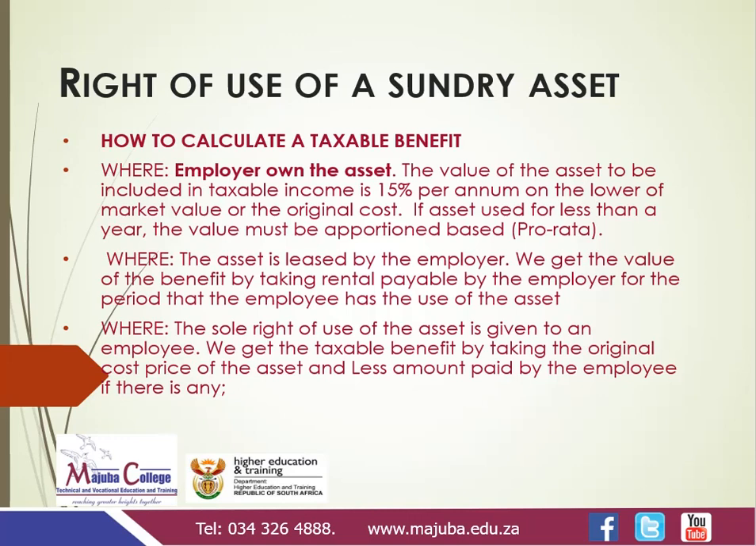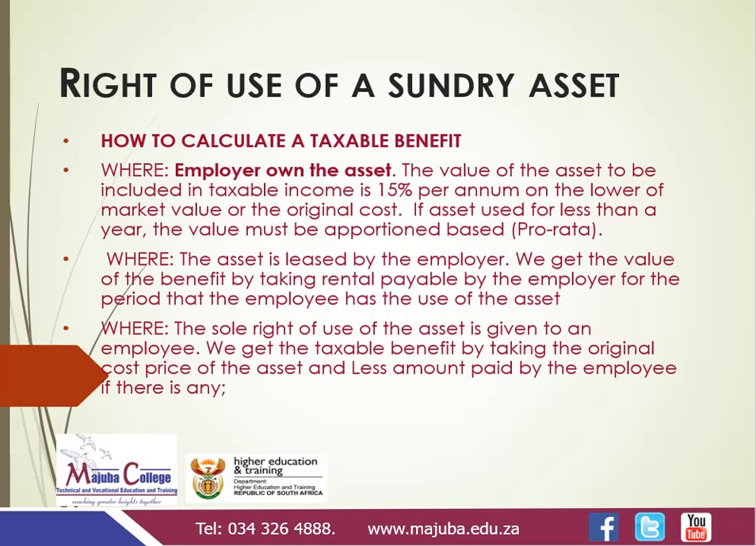And if the asset is used for part of the financial year or the financial period, we do apportion based on a pro rata method, whereby we say in an instance whereby an employee has used that particular asset for part of the year, in case for 7 months, then we say times 7 over 12 because we are using a 15% per annum.